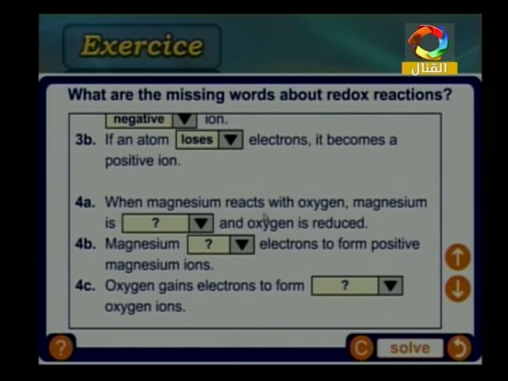Number 4: when the magnesium reacts with oxygen, magnesium is what? And the oxygen is reduced. It's very easy. So here, is this a type of oxidized or reduced? Here we have the oxygen is reduced, so the magnesium is oxidized. Concentrate with me very well.